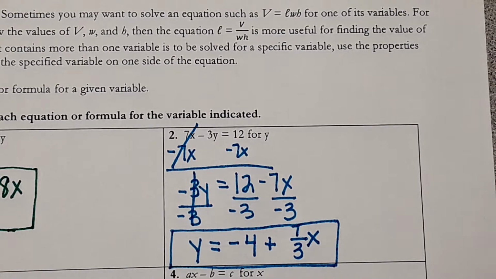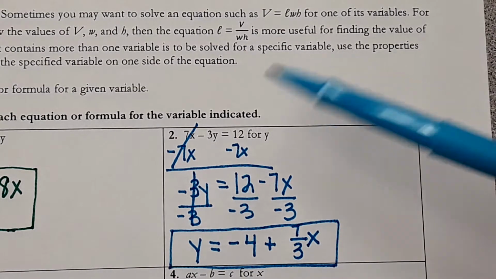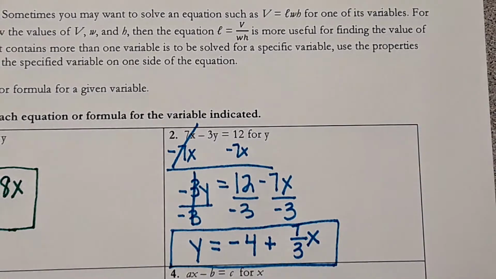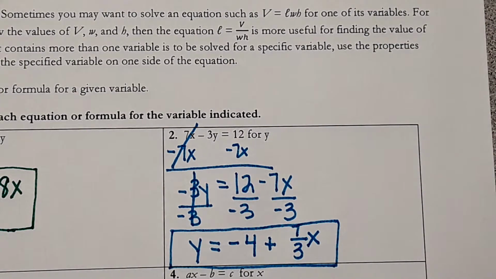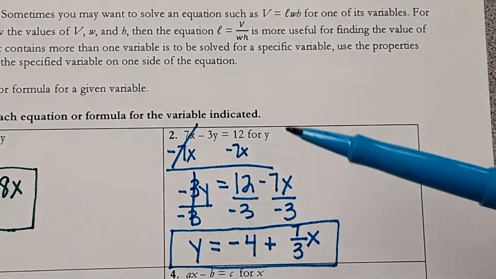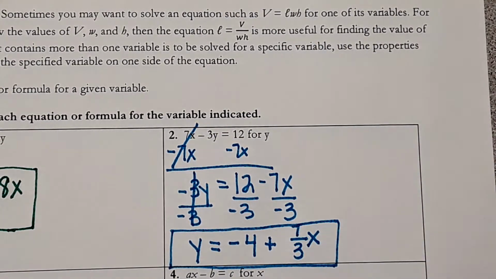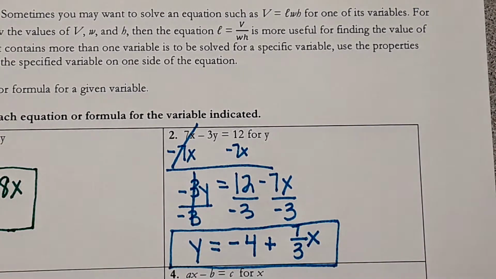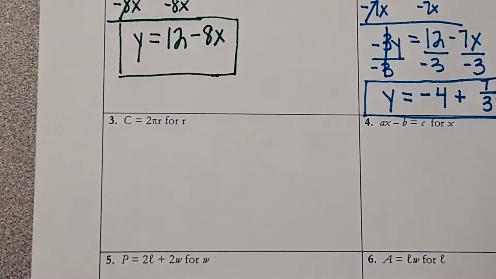Okay? So again, I'm just focusing on what I'm trying to do. And I'm solving it just like I normally would solve a regular equation. I'm getting rid of this, and then I'm dividing. Okay, so that's a 2-step equation. I got rid of the 7. The only thing is I can't combine everything. Okay, so let's look at number 3.